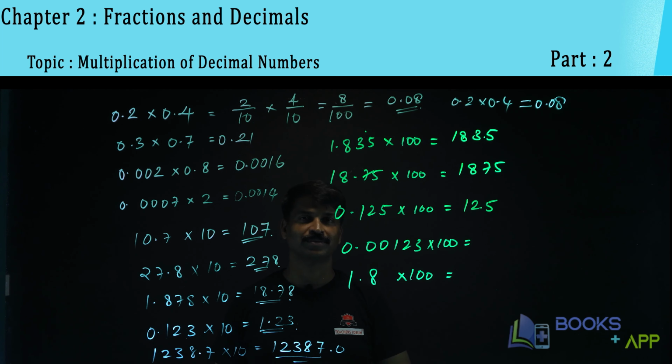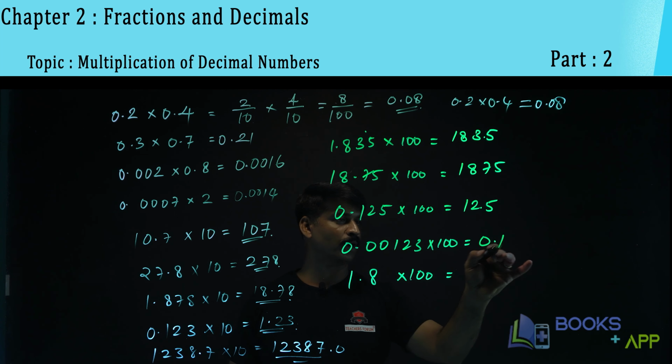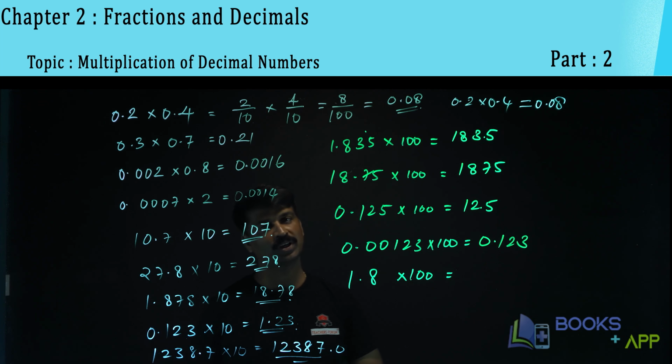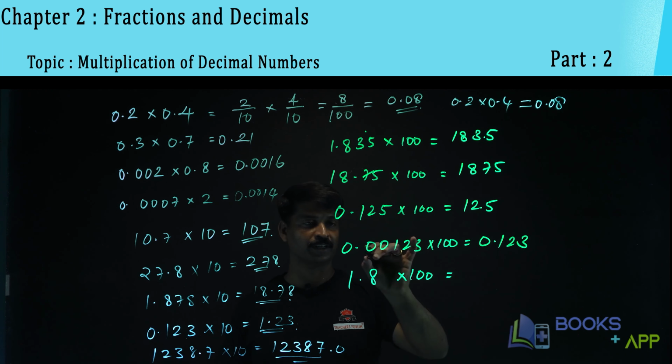What about this? Jump 2 places. So it becomes 0 point. This decimal will come here. 0.123, because you are multiplying by 100. 2 places it should jump. Now here, tell me where will the point be?